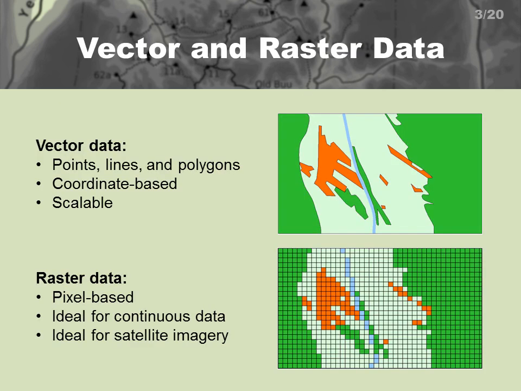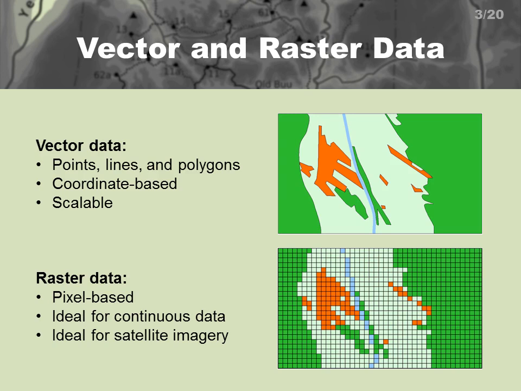So, how do we encode and represent geographic data in a geographic information system? There are two main formats, vector and raster data. Vector data is made up of points that are defined by spatial coordinates. Points can be linked together to form lines, and lines can be linked together to form polygons. A big advantage of vector data is that it's scalable, so you can zoom in or zoom out as much as you want, and it won't lose any detail.